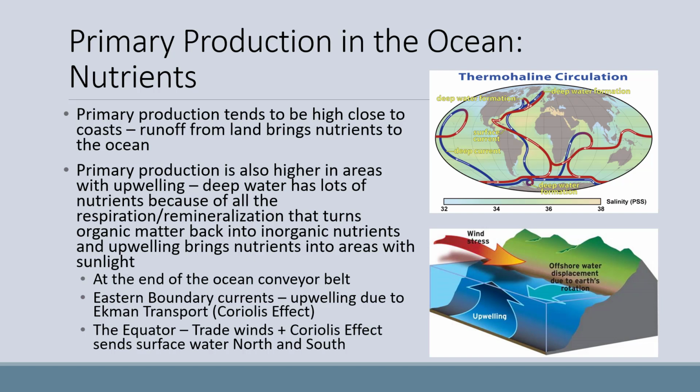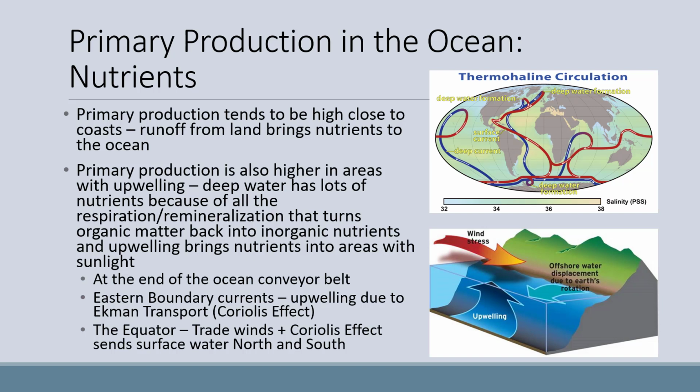Deep water has lots of nutrients in it because of all the respiration, or remineralization, that turns organic matter back into inorganic nutrients, and this fuels primary production. And upwelling brings these nutrients to areas of high light. You see deep water upwelling to the surface at the end of the deep ocean conveyor belt. You also see it along eastern boundary currents.